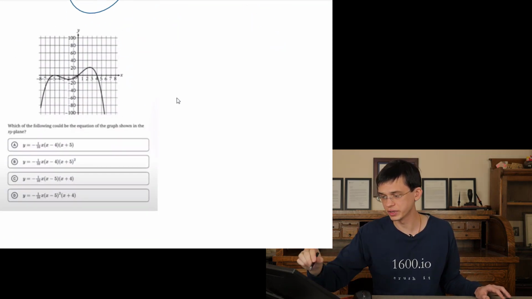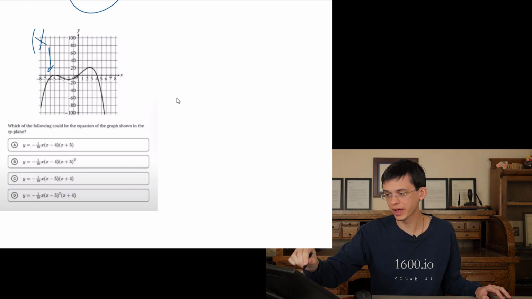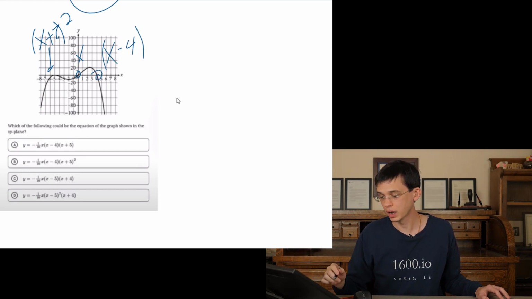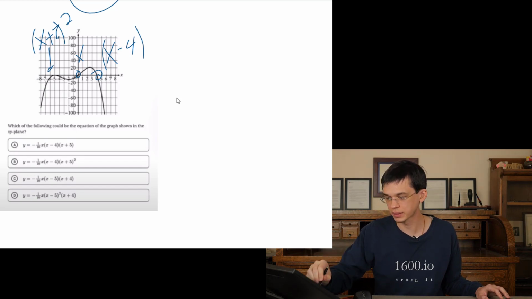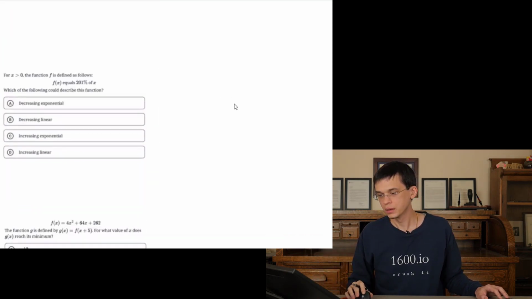What's the equation of this? We see here we have a factor of x plus 5 squared because it bounces. We have a factor of x here, and we have a factor here of x minus 4 one time. Yes, it opens down, negative 1/10 as the coefficient. So x times x minus 4 times x plus 5 squared.